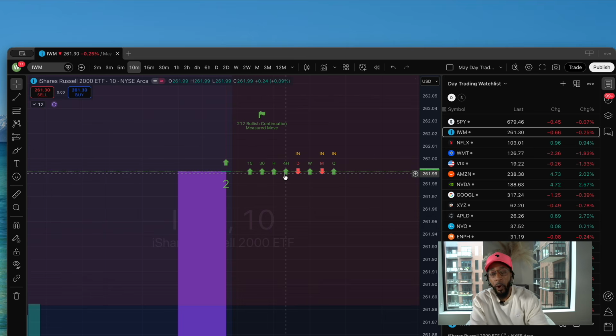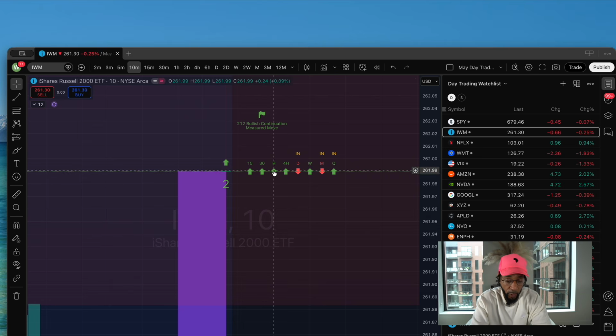Or even if you are on a pullback, let's say you're pulling back on a 5-minute, but on the 10-minute you're bullish because it may be a 2-up candle. And you say, okay, we're bullish here. All the time frames match up. Let's take the trade and let's go to the upside.